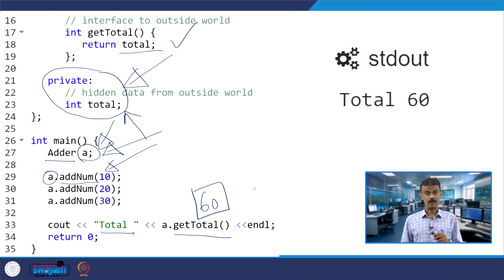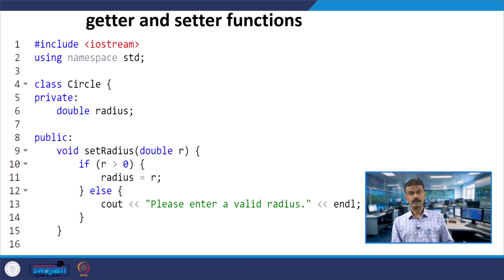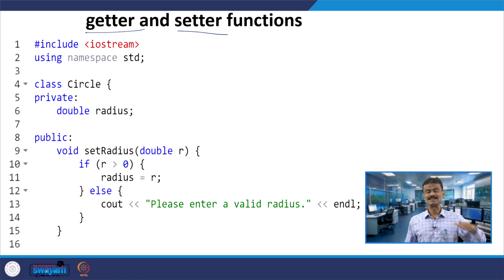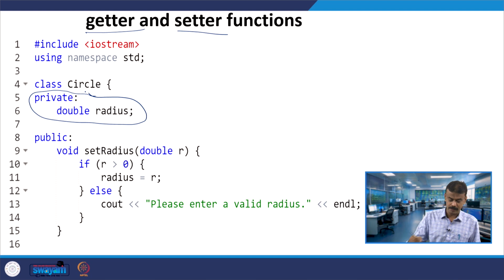So, this concept is called encapsulation, or you also call this data hiding. Another famous pair is the getter and setter functions. Once you become an advanced programmer in object oriented programming, it is advisable to use these getter and setter functions. So, how do you get and set? The data hiding here is in your class Circle: you have the private member data called radius. This is what we are hiding, or this is the encapsulation.